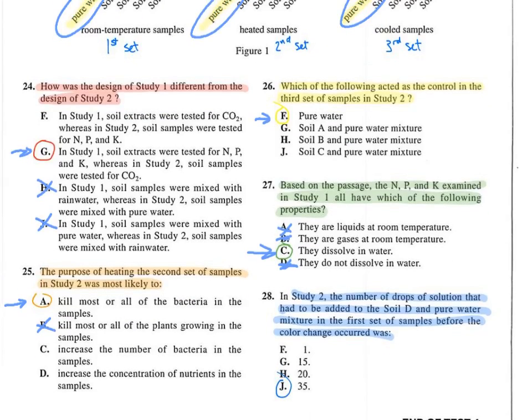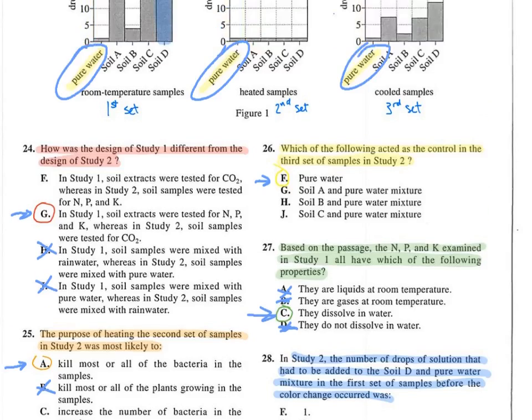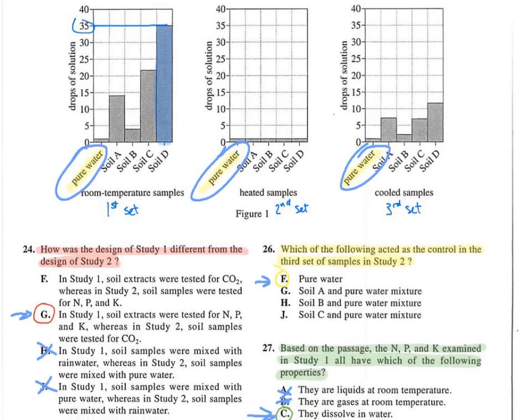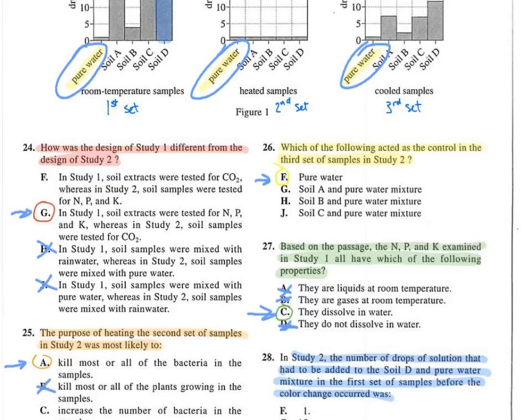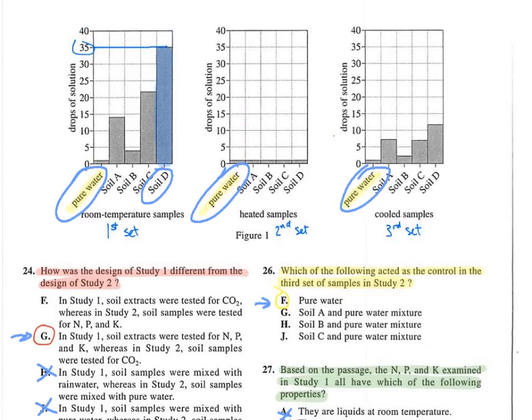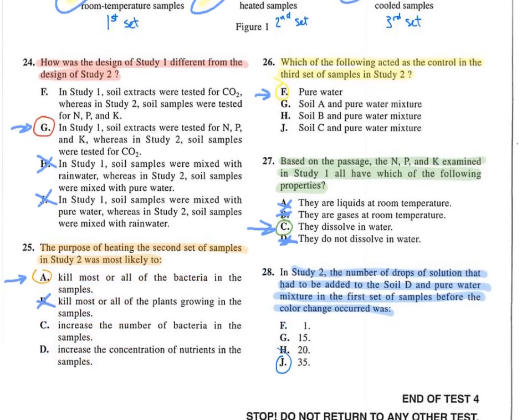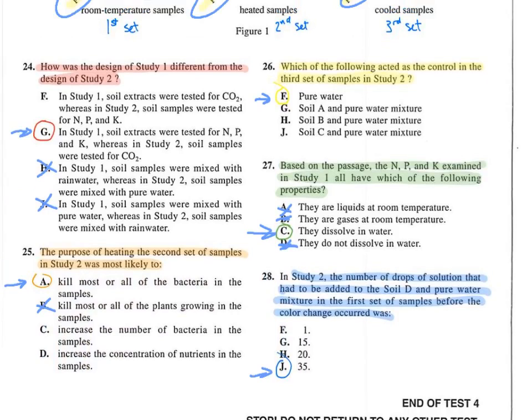In 28, it says in study 2, the number of drops of solution that had to be added to the soil D and pure water mixture in the first set of samples before the color change occurred was what? Okay. So we need to look at the first set of samples here. And this was soil D. And it had about 35 drops that needed to be added before color change was seen.